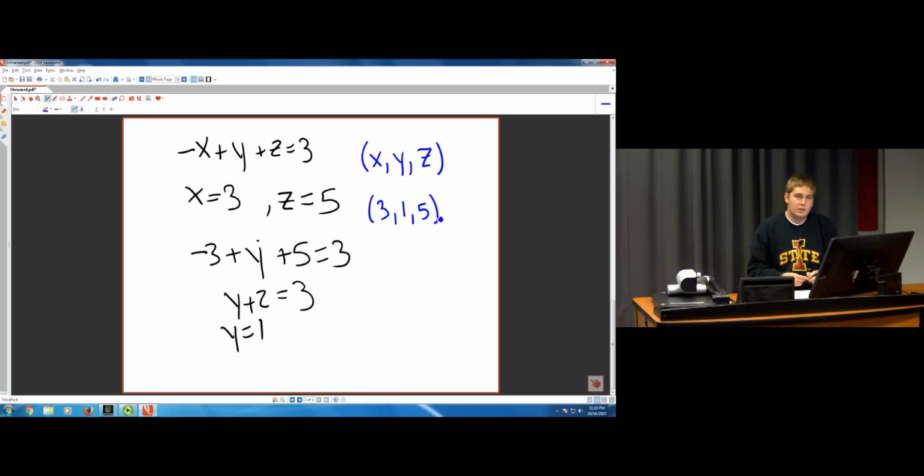I know this was a quick example. We'll go through more examples in class, but at least now you guys have somewhat of an idea when it comes to solving systems of equations with 3 variables.